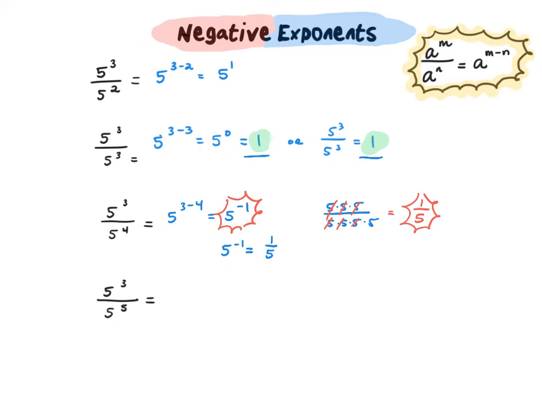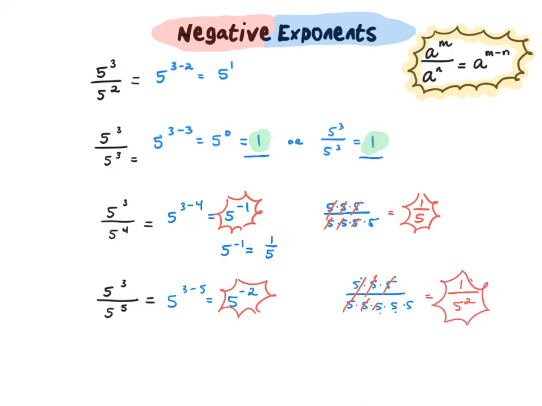Let's look at this next one. If I use the rule here, 3 minus 5, I end up with negative 2. But if I expanded and simplified, 1, 2, 3, 4, 5, I would get a 1 over 5 to the second power. So according to these two things that are supposed to be equivalent, the two different ways I simplified, 5 to the negative 2 should be equal to 1 over 5 squared.